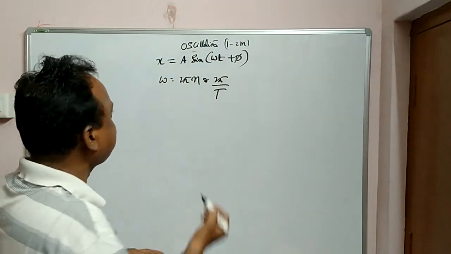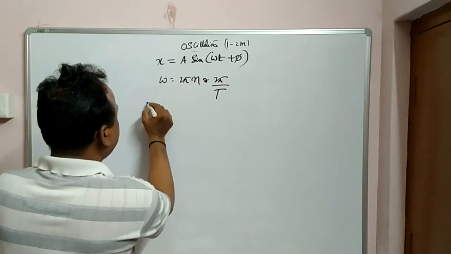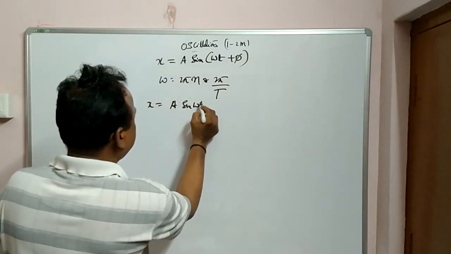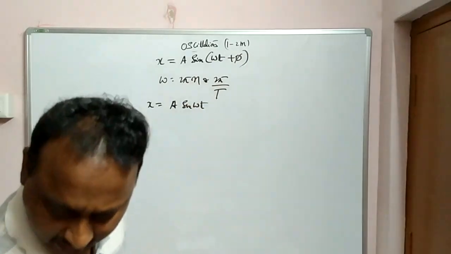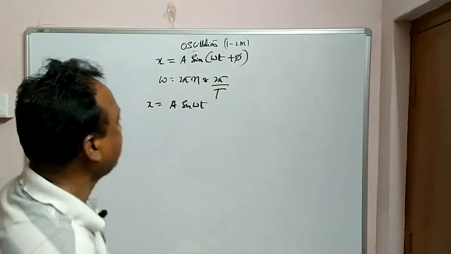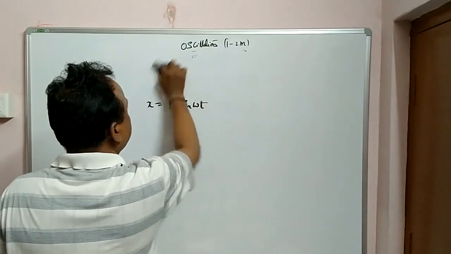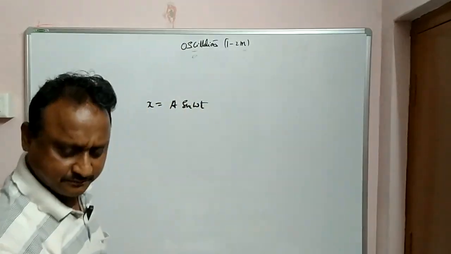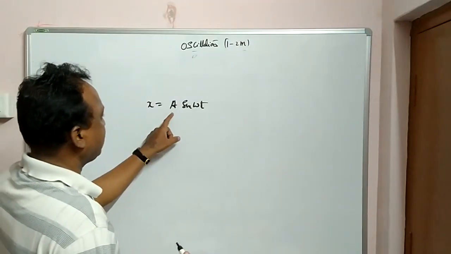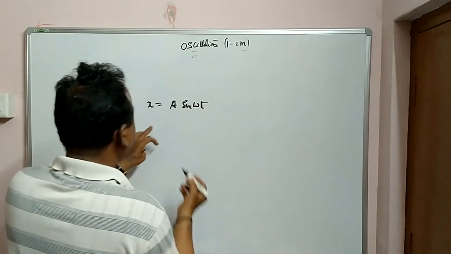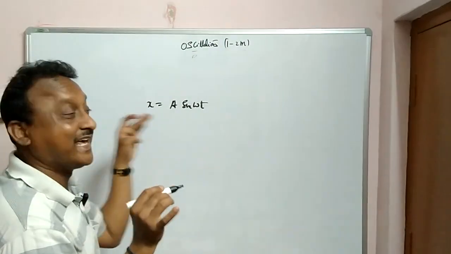Now what I will do is I will take an equation, x is equal to a sin omega t. Here a is amplitude, sin is a function. For example, this is the displacement equation, along the x axis.